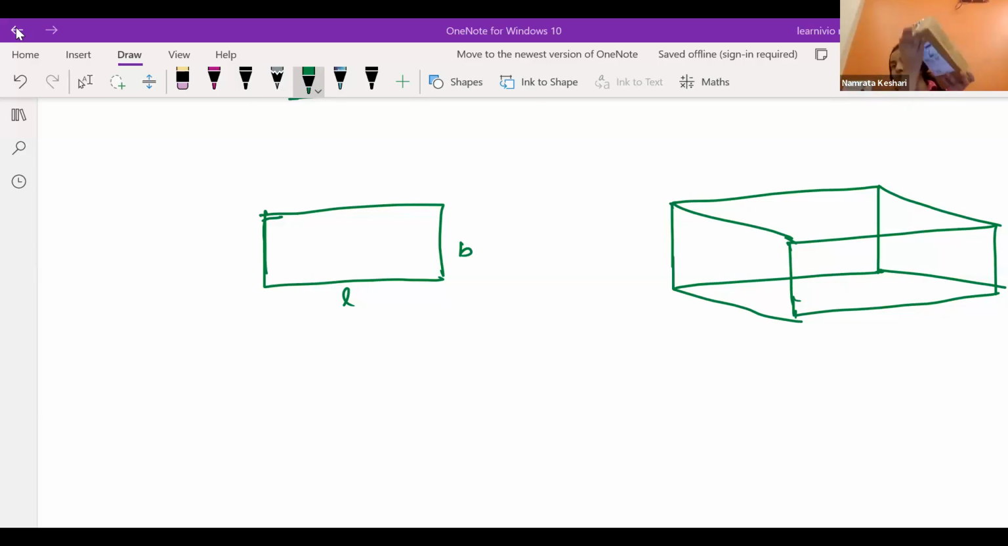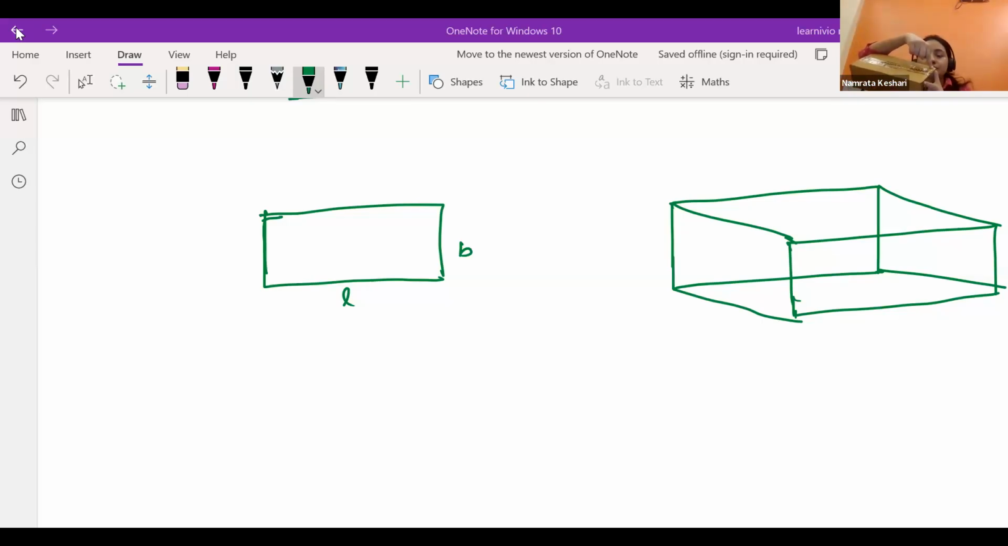This is the surface. This is the surface. This is the surface. These surface areas combined together will give us the total surface area of the cuboid. When we add these surface areas, it will give us the total surface area of this cuboid, the formula.